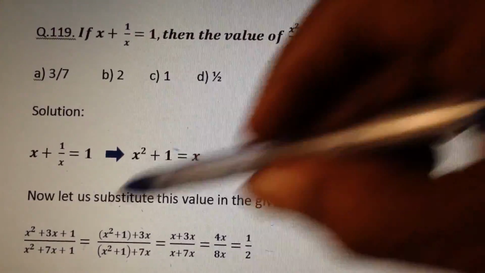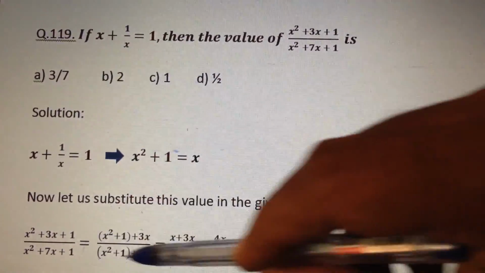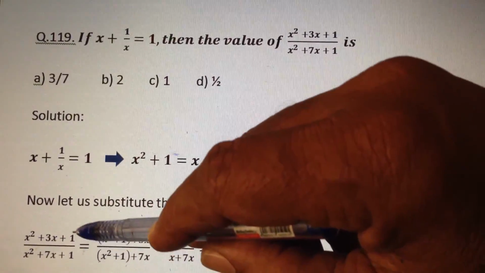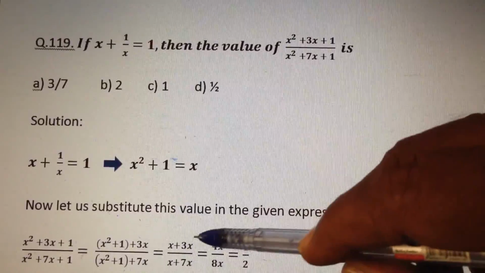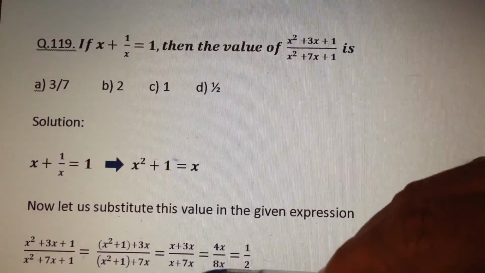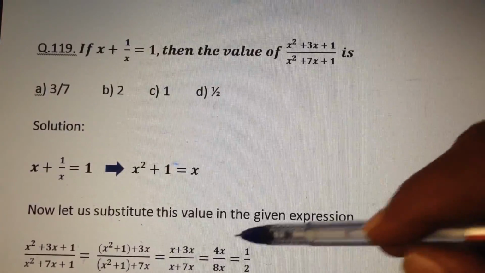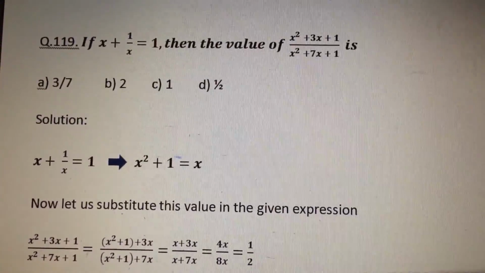Okay, the given expression is x square plus 3x plus 1 by x square plus 7x plus 1, which is equal to, in place of x square plus 1, we will write x. Therefore, x plus 3x by x plus 7x. This is equal to 4x by 8x, which is equal to 1 by 2. So our answer is option D.